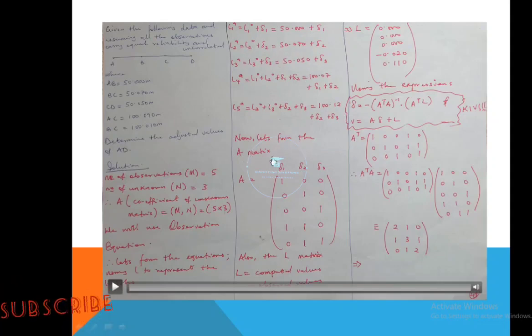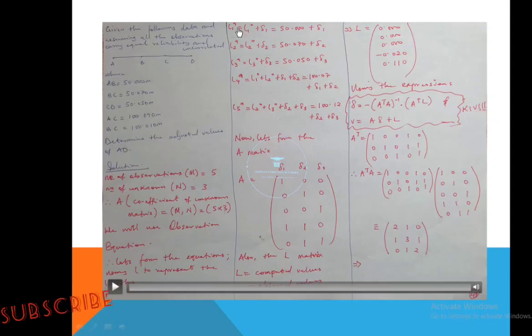Now let's form the A matrix. The A matrix, as we told you earlier, is the coefficient of the unknowns, which is a matrix of M by N, and we have 5 by 3. Now these are the unknowns we are trying to get, the three unknowns we talked about earlier. So what D1, D2, D3 represent is that for each of the observation equations, we are going to see which of them has this coefficient.